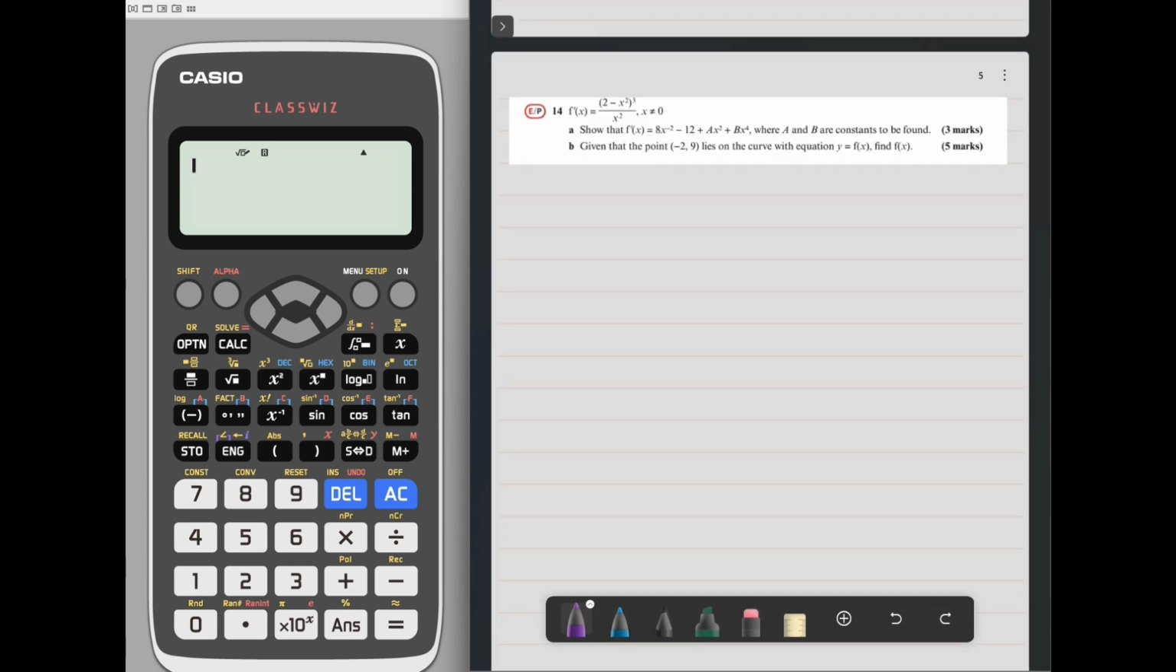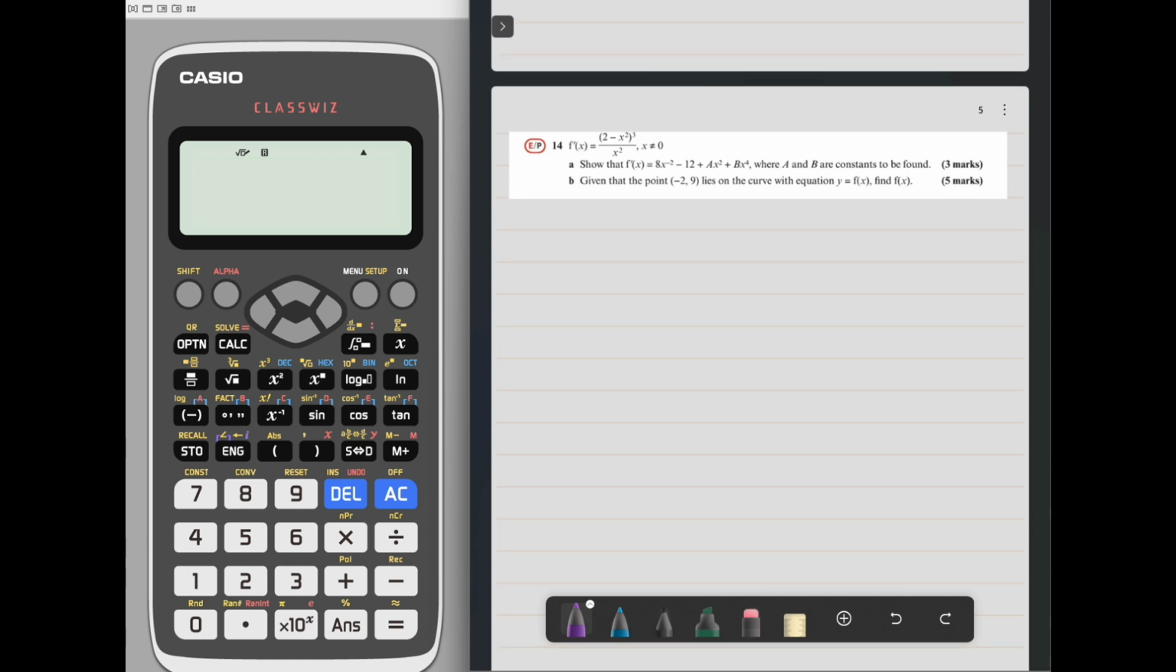And question 14. Given that f dash x is equal to (2 minus x squared) to the power of 3 over x squared, where x is not equal to 0, show that f dash x is going to be 8x to the power of minus 2 minus 12 plus ax squared plus bx to the power of 4, where a and b are constants to be found. Okay, sure. So I'm just going to expand it, right? So let me do the expansion.